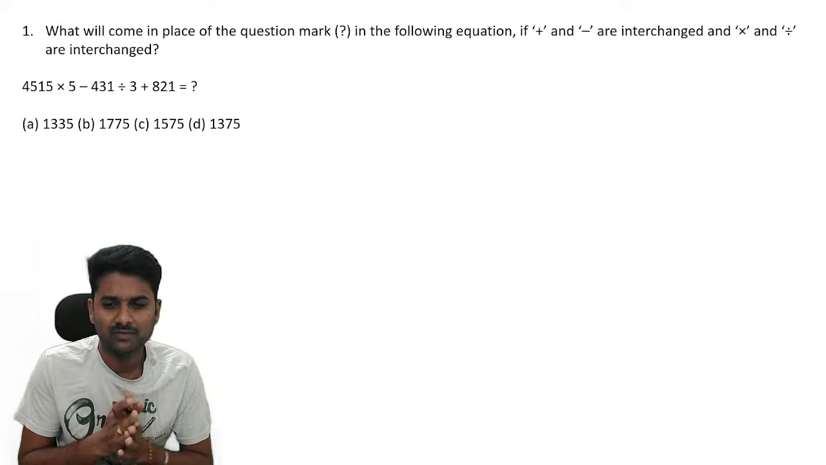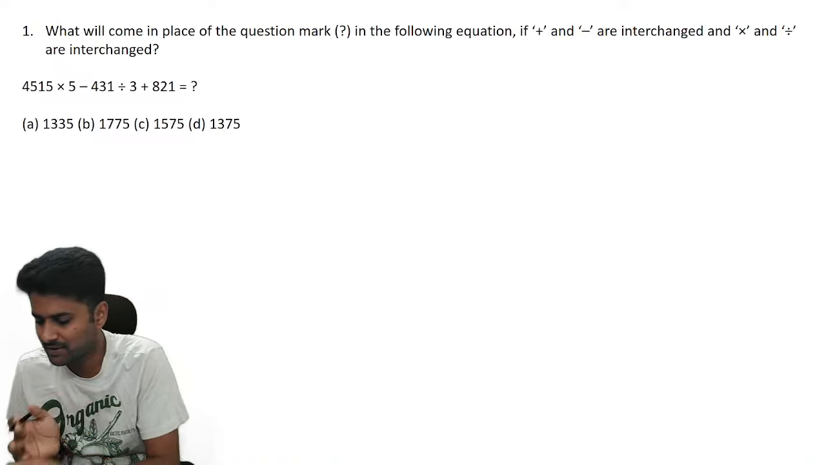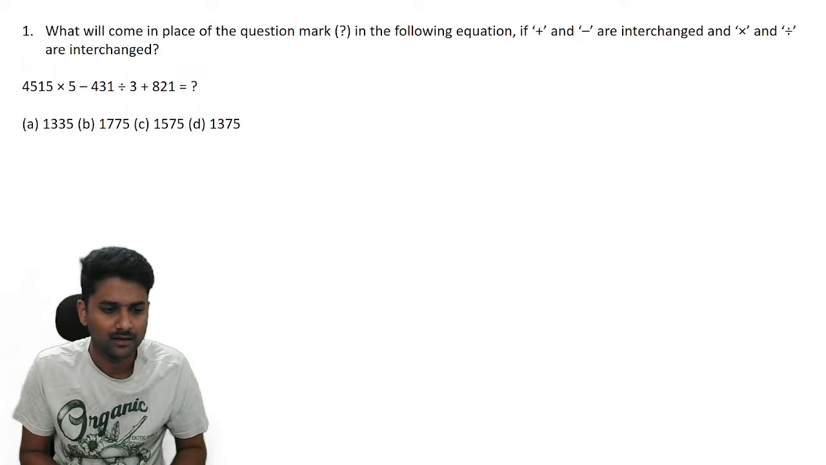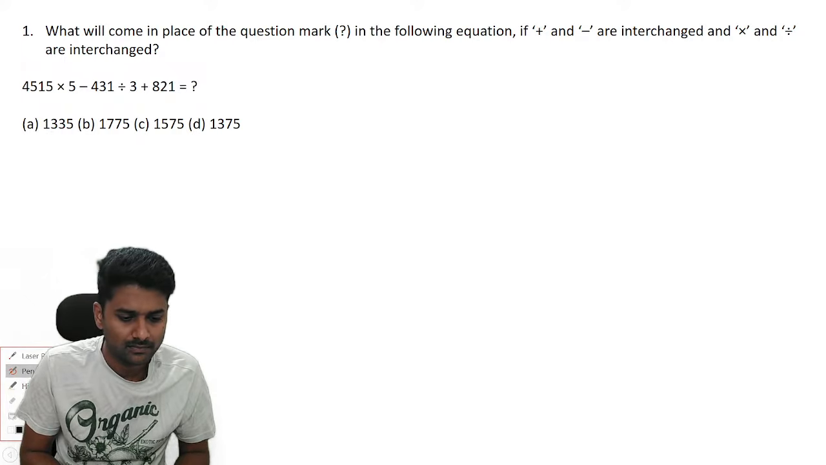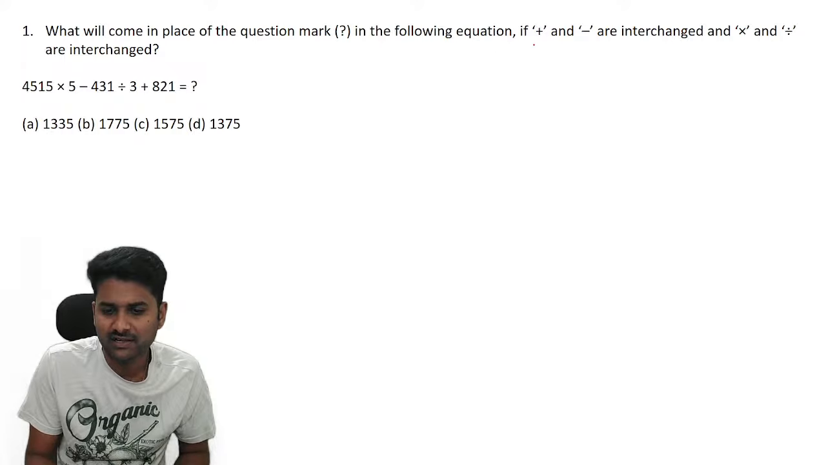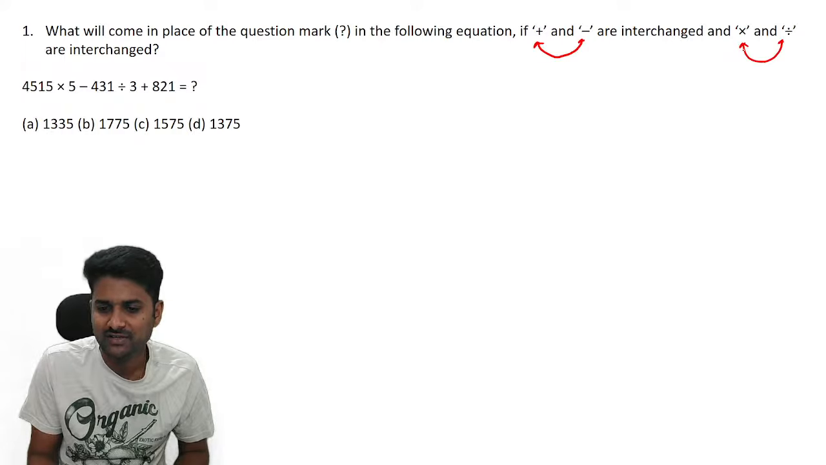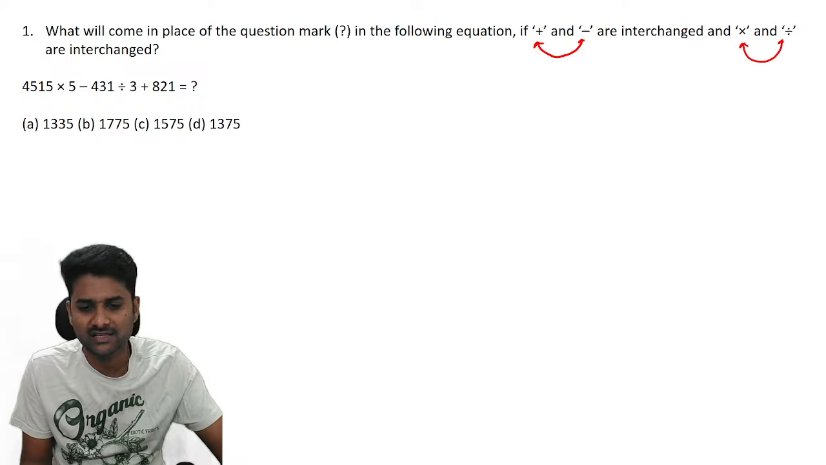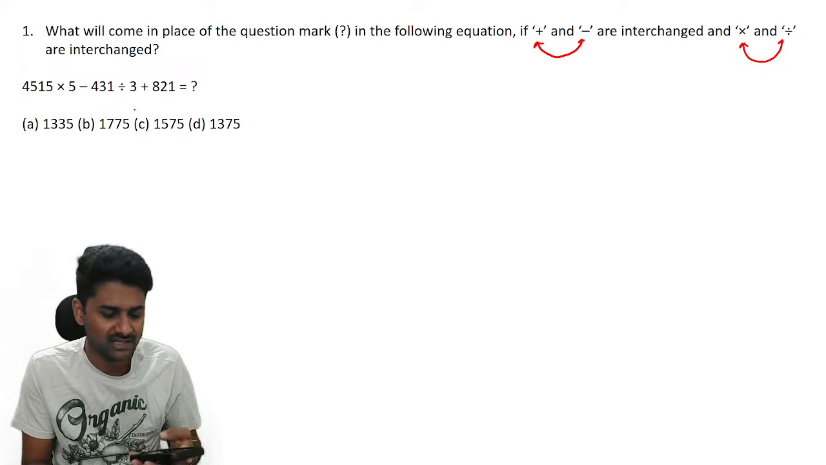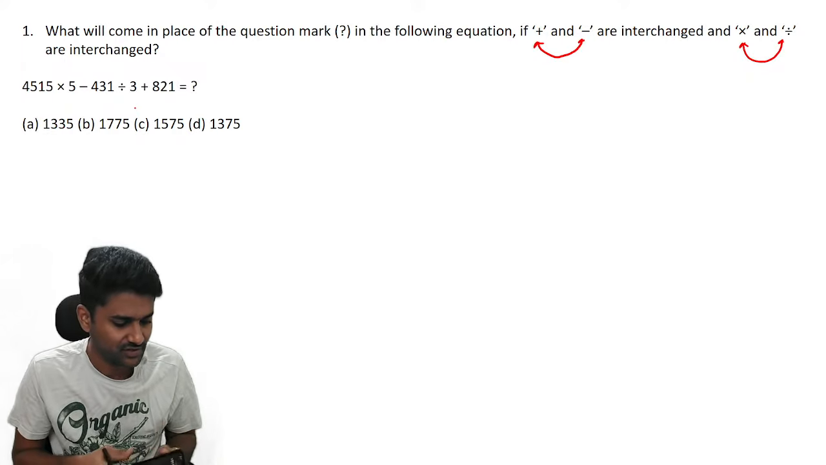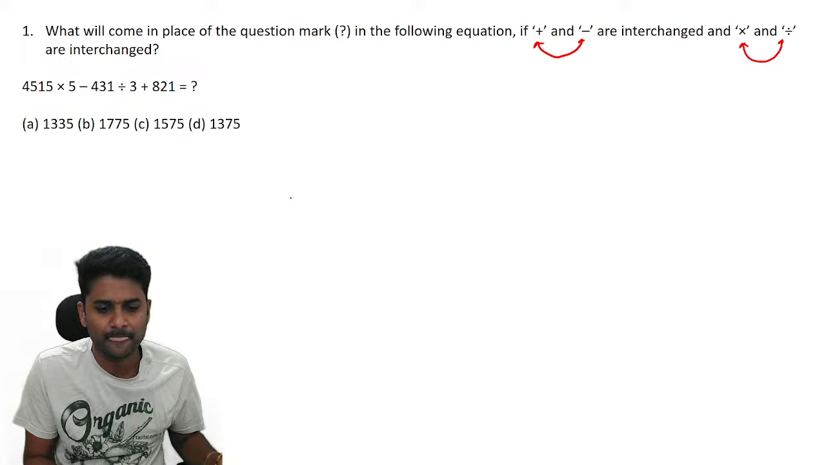So here, question number 1 is all about the simplification part. The instructions clearly mention that you have to interchange plus and minus, and you have to interchange multiplication and division. So after interchanging these symbols, what can be the resultant of the entire expression? We need to identify the resultant.